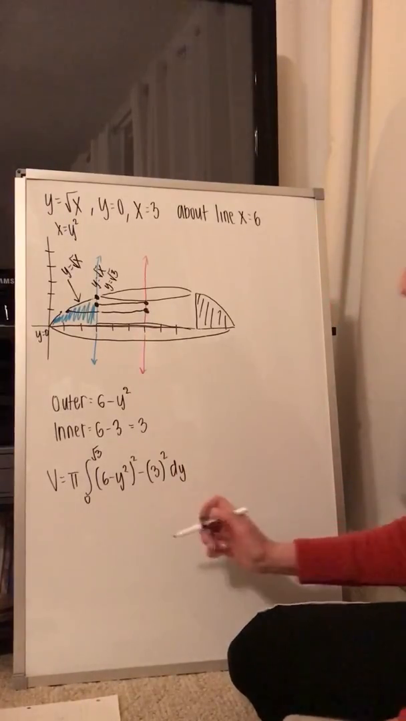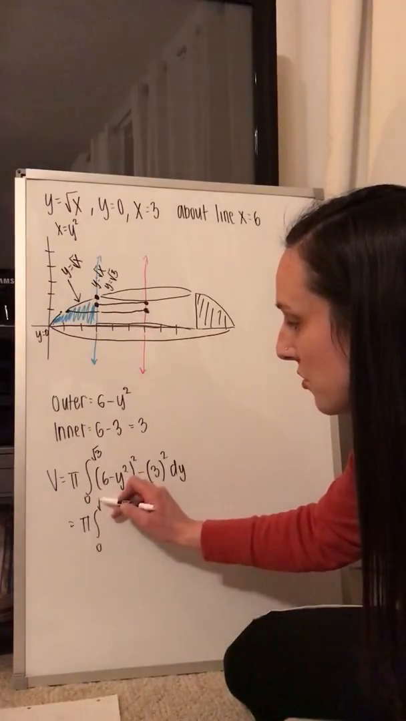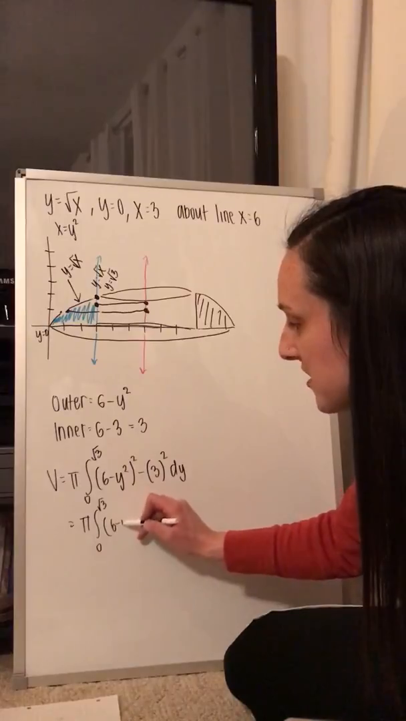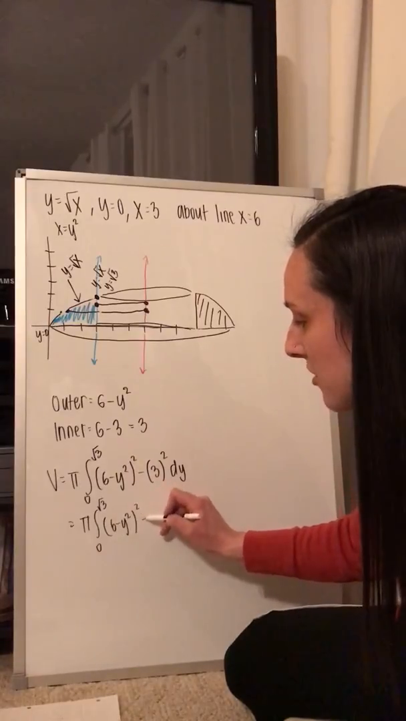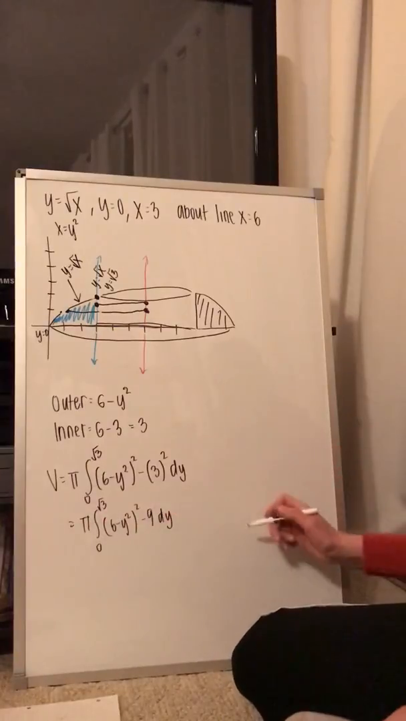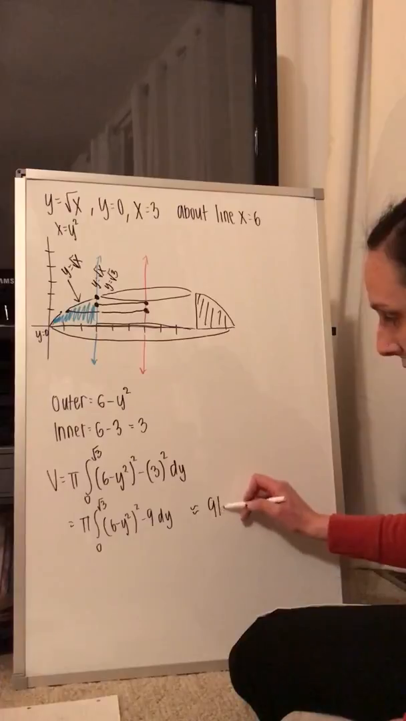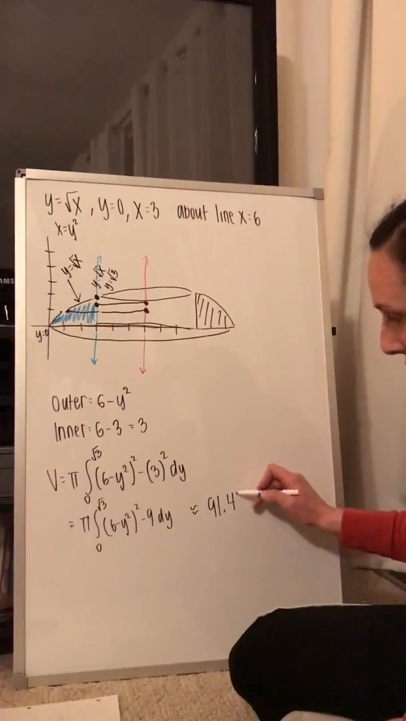I'm just going to clean this up in one step. So pi times the integral from 0 to root 3 of (6 minus y squared) squared minus 9 dy. And I'll just use my calculator to evaluate that. And that should give us a volume of approximately 91.4155.